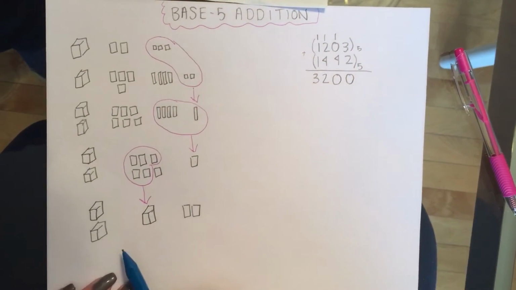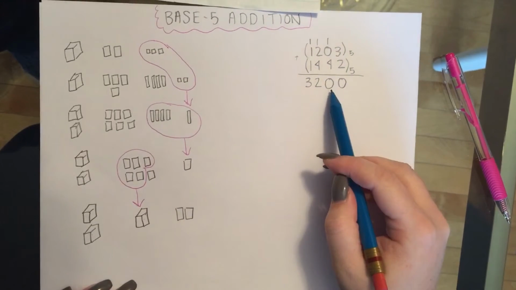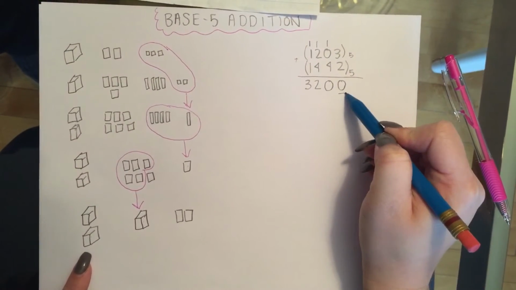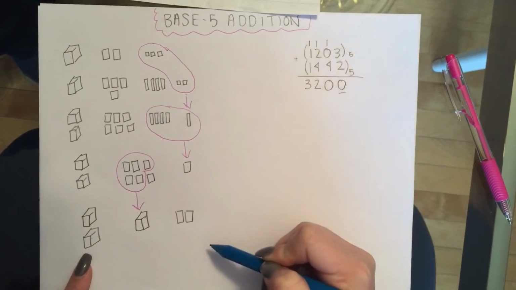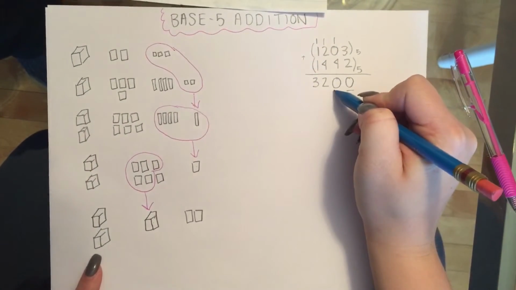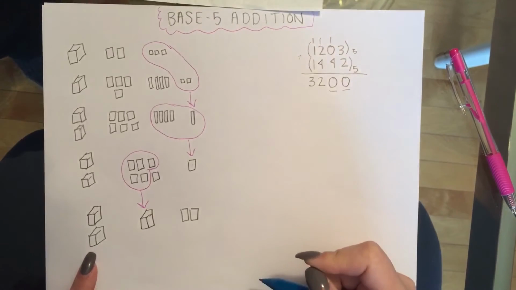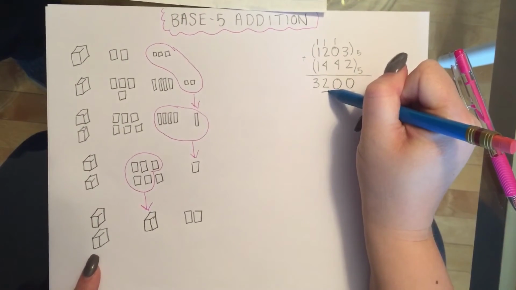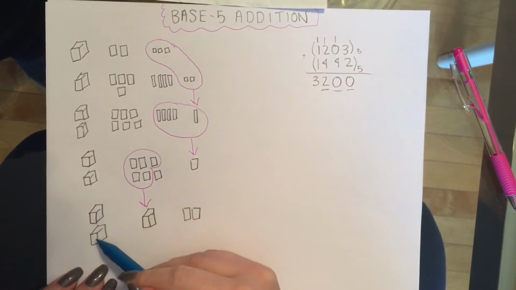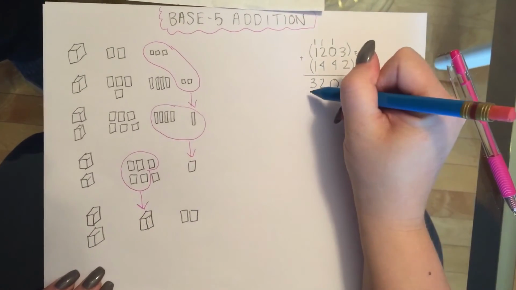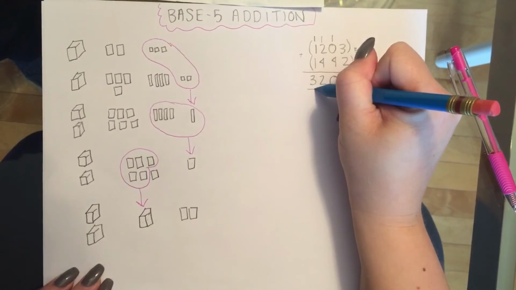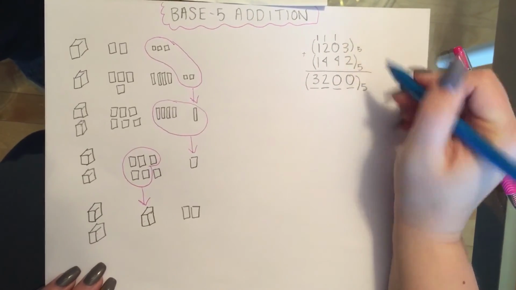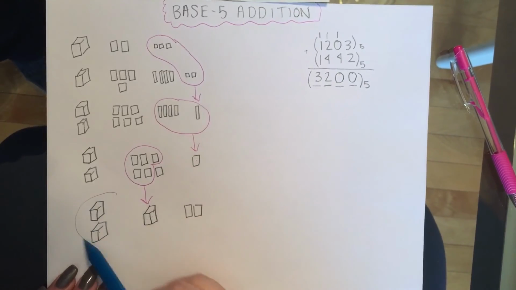And now when we're looking back to connect the picture to the final answer, we notice that we have 0 unit blocks, so that's why we have a 0 there. We have 0 5 blocks, so that's why we have a 0 here. We have 2 25 blocks, so that's why we have a 2 here. And we have 3 125 blocks. So that's why we have a 3 here. So our final answer is 3,200, and we can see that with the picture visualization here.